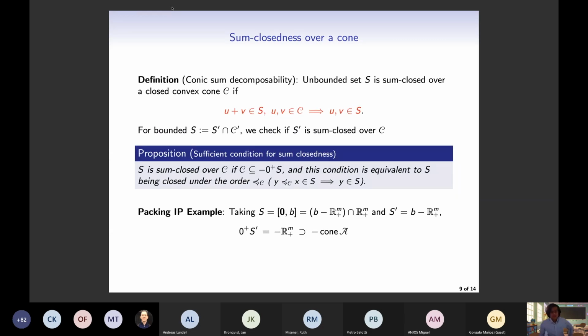All right, so briefly, this notion of what it means for a set to be sum-closed, or conic sum-decomposable, over another cone just means that if I have two vectors u and v in the cone and the sum of u and v is in the set S, then each of u and v should also be in the set S. That's just the definition. And for those of you familiar with basic convex analysis, this should remind you of faces of a convex set. This definition in red is almost ditto how we define faces of a convex set, not exposed faces, but just general faces. That's how they are defined. And on the last slide, I have a diagram showing how all these things are connected.